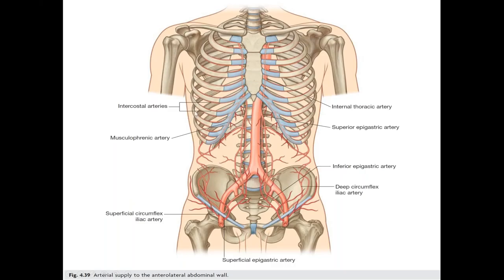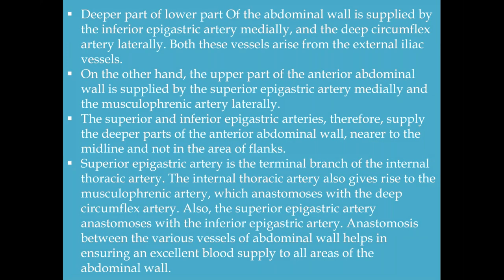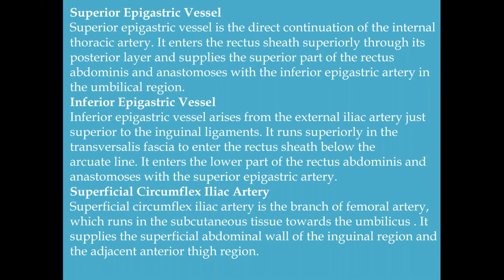So this is about the intercostal arteries, musculophrenic arteries, superficial circumflex iliac artery, and this is the inferior epigastric artery, and the superior epigastric artery and internal thoracic artery. This is about the blood supply, and we'll discuss the superior epigastric vessels.